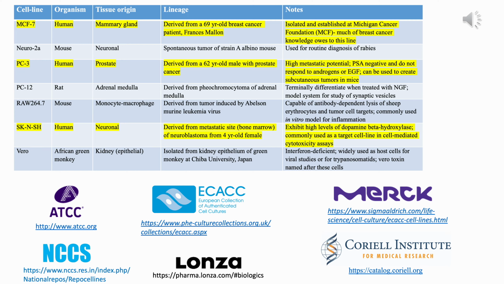These again are derived from a metastatic site that is actually coming from the bone marrow in a 4-year-old female who was suffering from neuroblastoma. They of course exhibit a high level of dopamine beta hydroxylase. So this is one good cell line, especially when one is studying dopaminergic pathways. And it is also used in various cytotoxicity assays.